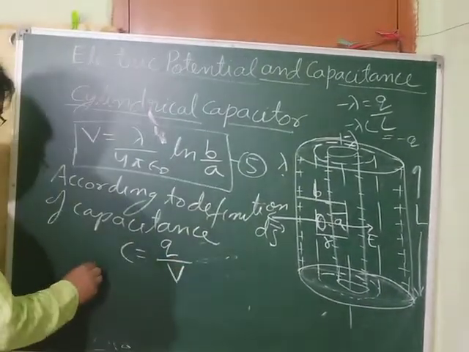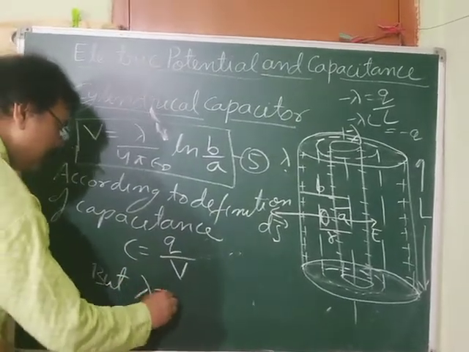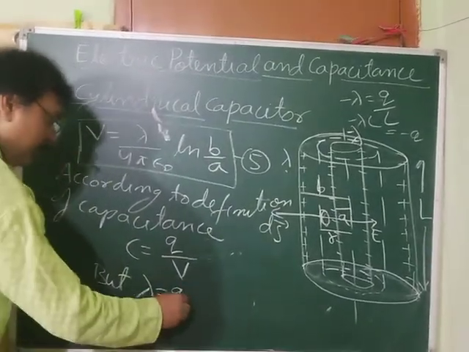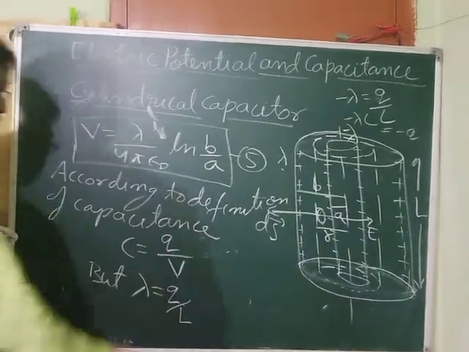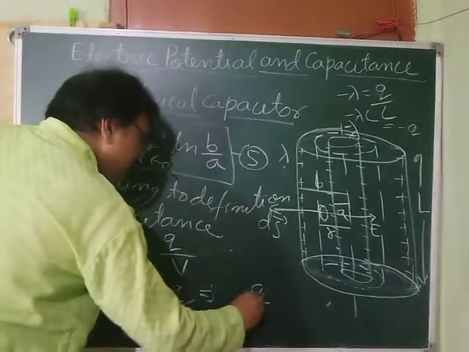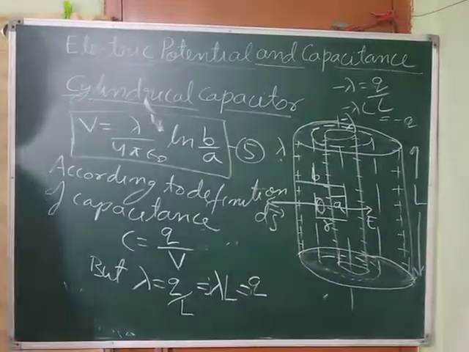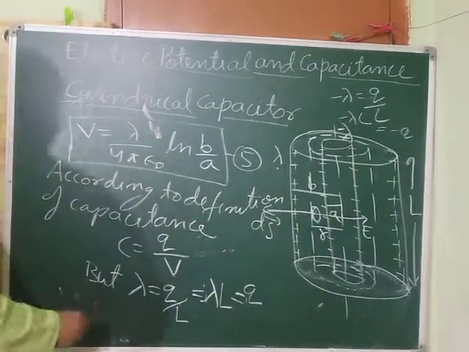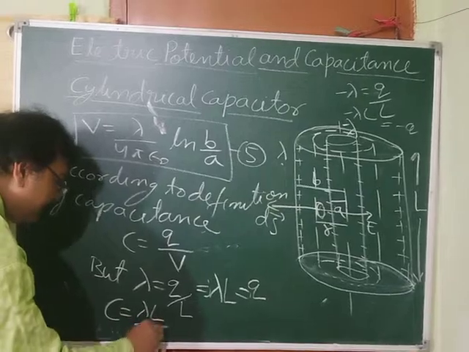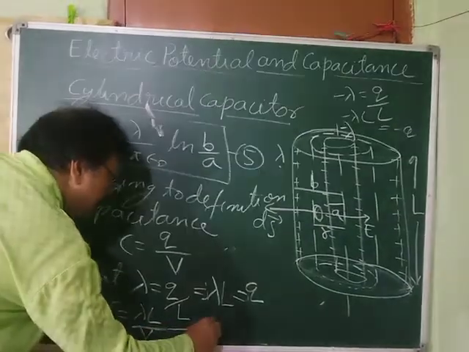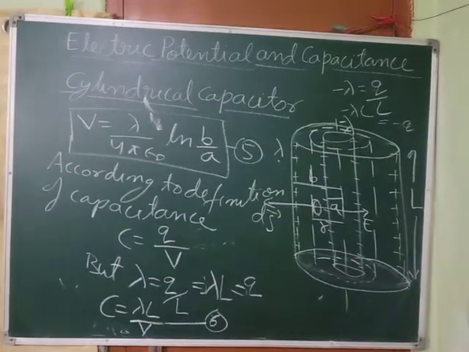But what is lambda? Lambda is equal to Q by L. So we can write from here, Q is equal to lambda into L. Now we put this value of Q over here. What will we get? C is equal to lambda L by V. This is our equation number 6.